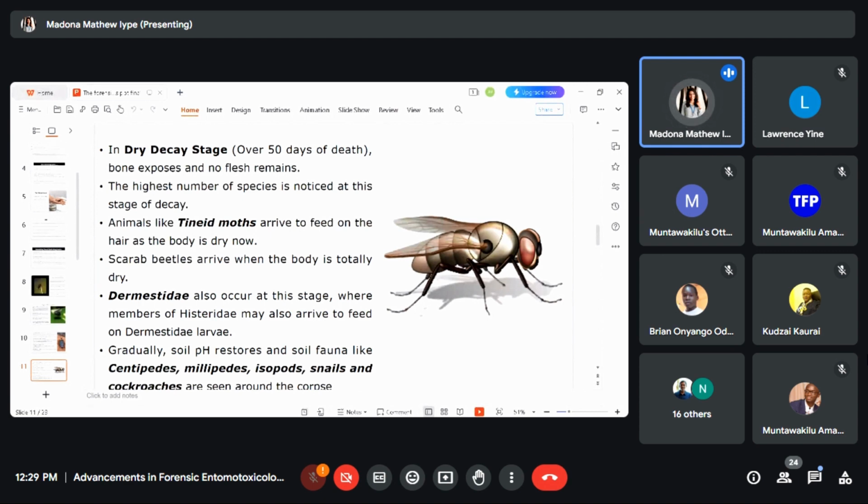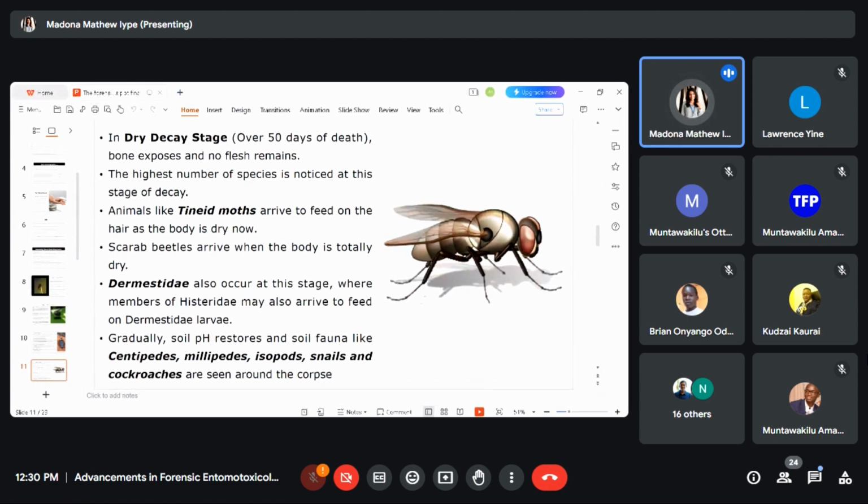There are animals like ctenoid moths. They arrive and try to feed on the hair, because now everything which is left are the dried materials. Whatever nails are there, the hair, fiber, and teeth. So ctenoid moths try, along with the scarab beetles and the Dermestidae family, which is all a beetle family. These try to eat and infest and degrade the bones and the other hard materials available.